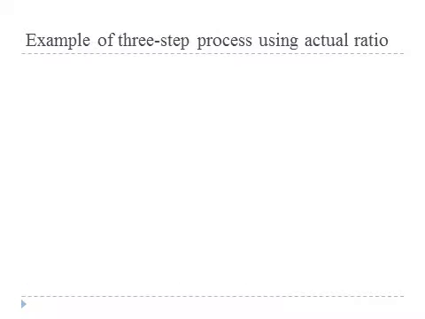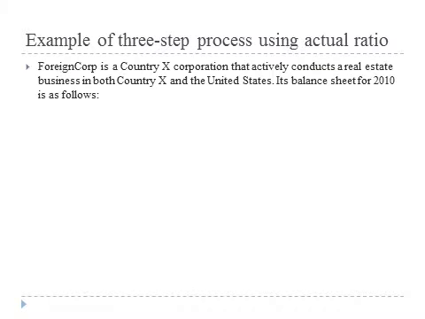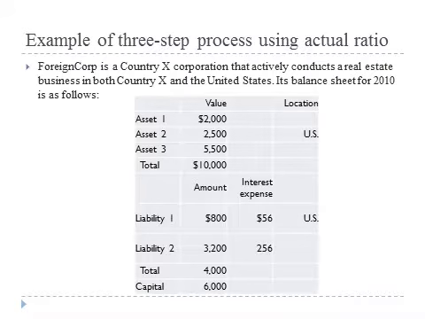Here's an example of the three-step process using the actual ratio. Foreign Corp is a Country X corporation that actively conducts a real estate business in both Country X and the United States. Its balance sheet for 2010 is as follows. Notice that asset 2 is the only U.S. asset. It has a value of $2,500.